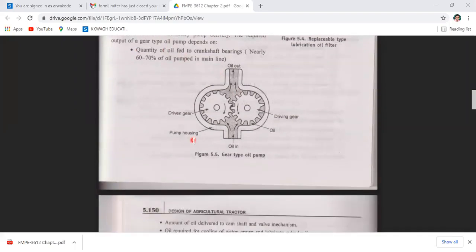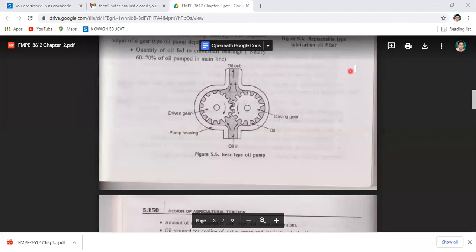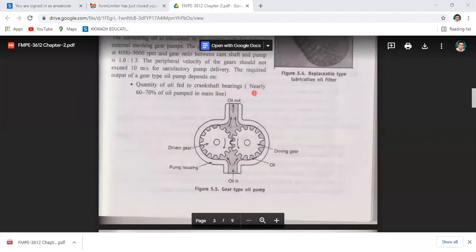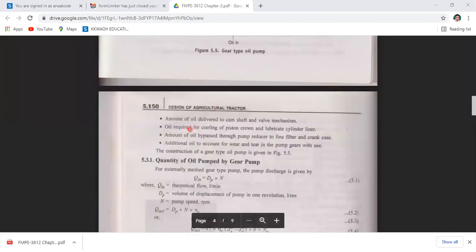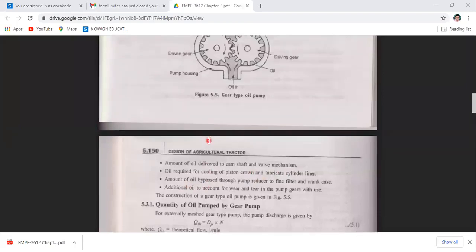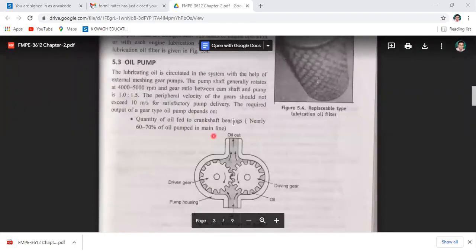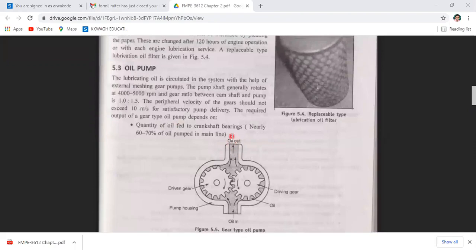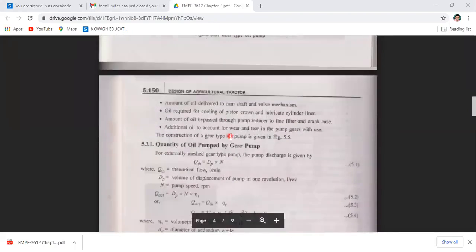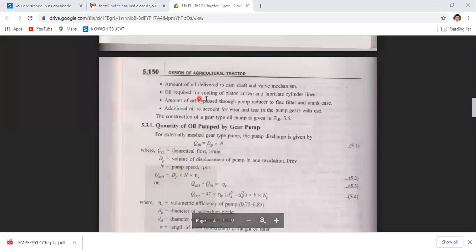Okay. Next is the quantity of oil fed to the crankshaft bearing, which is 60 to 70% of oil pump output in the line. Next is the amount of oil delivered to the crankshaft and the valve mechanism. So these are some points. The required output of gear type pump depends upon these factors. Oil required for cooling of piston crown, and to lubricate the cylinder liner.